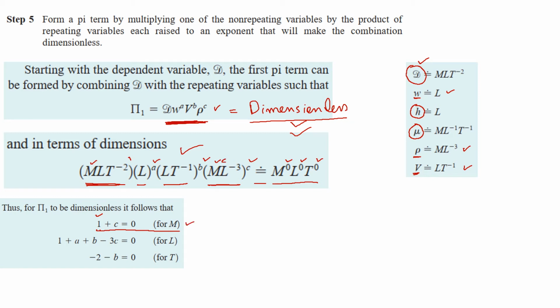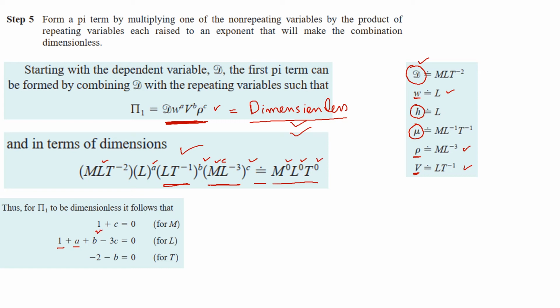Now let's see for length. For length it is 1 plus A plus B minus 3C. For length, you can see that in the first force term, the length power is 1. So that's why it is 1. Then in the width dimension, the length has a power of A. So that's why it's plus A. We are actually adding the powers of each of these reference dimensions. Then in the velocity term, the length has a power of B. So that's why it's plus B.